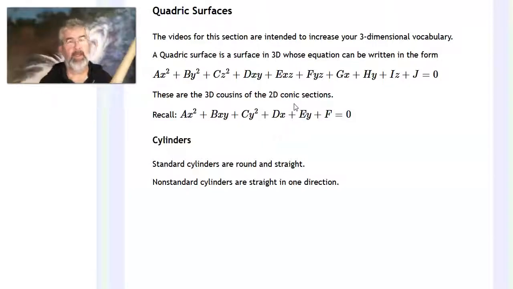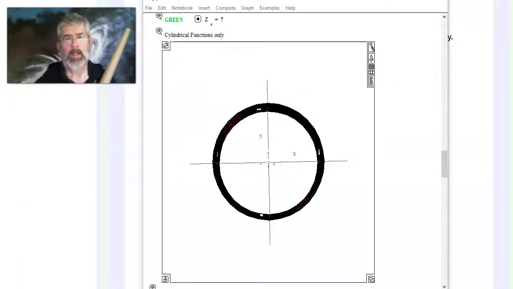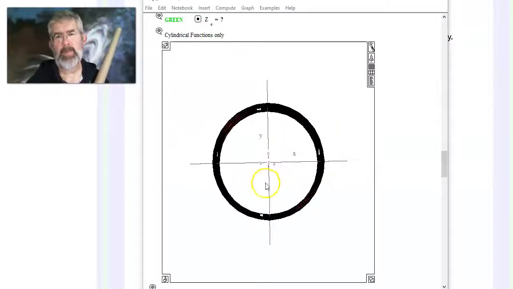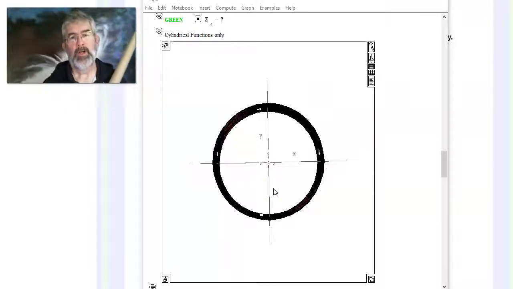Now, an example of such a thing would be this. What I'm looking at here is the xy plane. This is essentially x squared plus y squared equals 4. So the coefficient in front of the x squared is 1, the coefficient in front of the y squared is 1. The constant is, well, the way I had it written, -4, but I moved it to the other side of the equation. And all the others are 0, right?